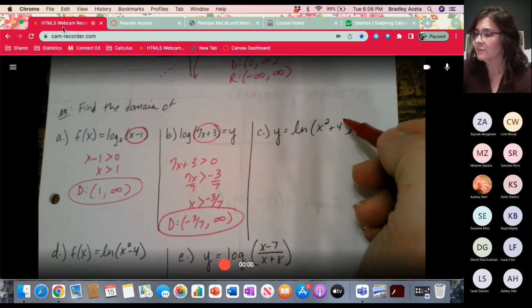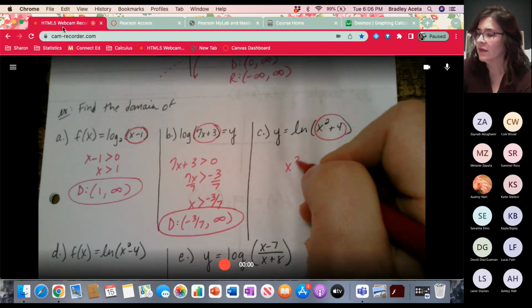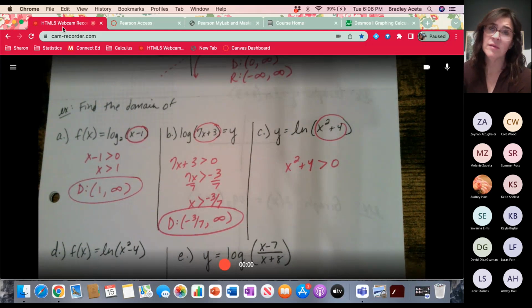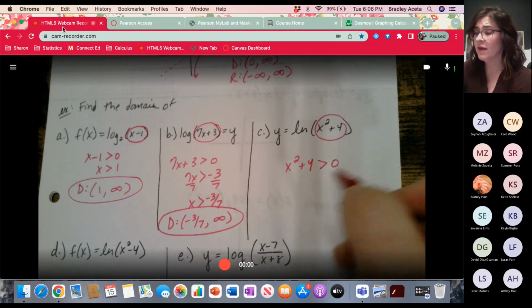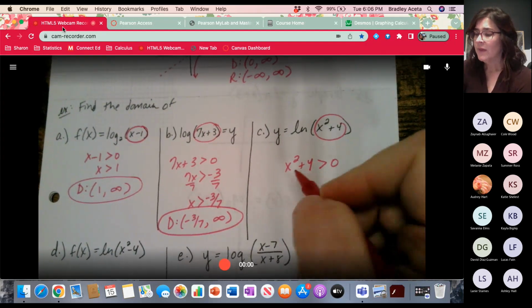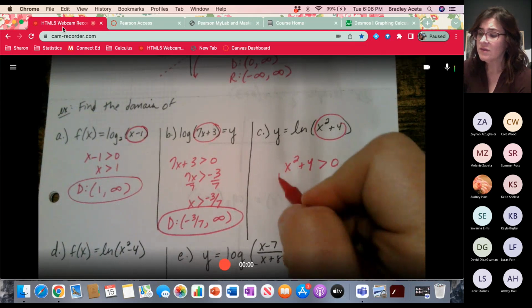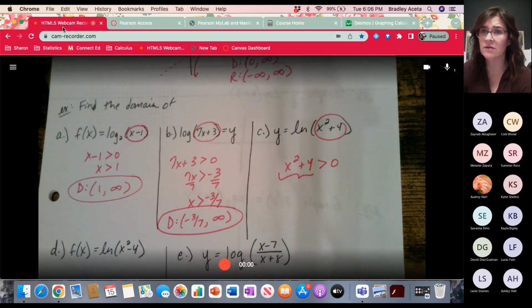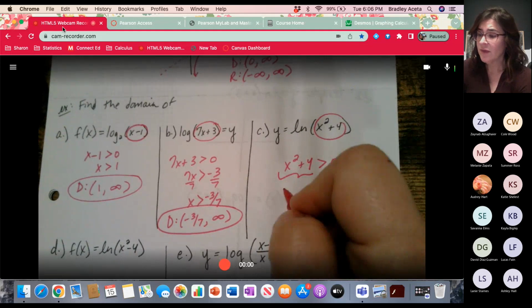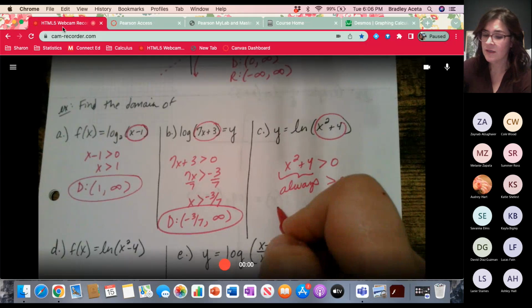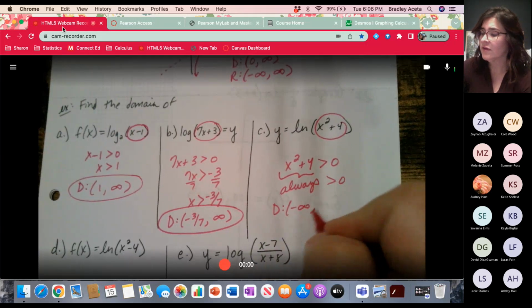Even this one. X squared plus 4, when is it greater than 0? Well, there is no number. Think about it. You could subtract 4 and take a square root, but that doesn't make sense. This is always going to be greater than 0. Put a negative number in: negative 1 squared is going to be greater than 0. So you don't have imaginaries. You're not graphing imaginary. This is always greater than 0. So this would be from negative infinity to infinity.